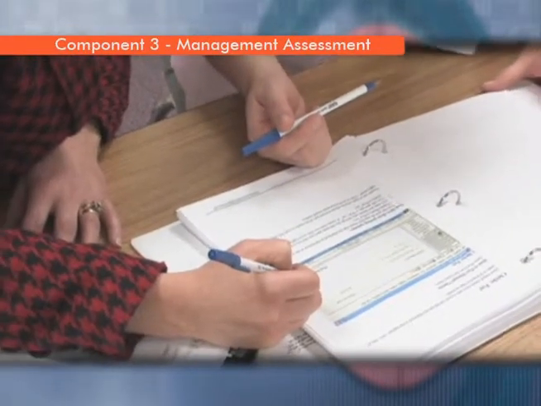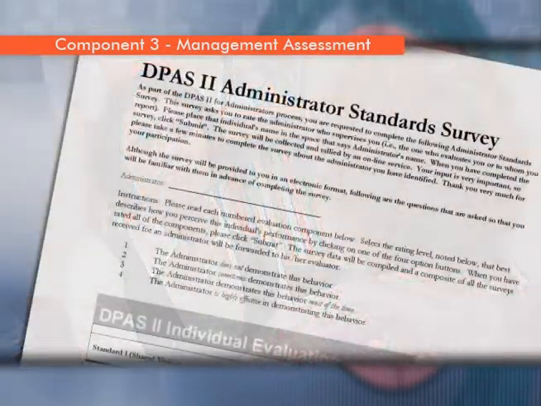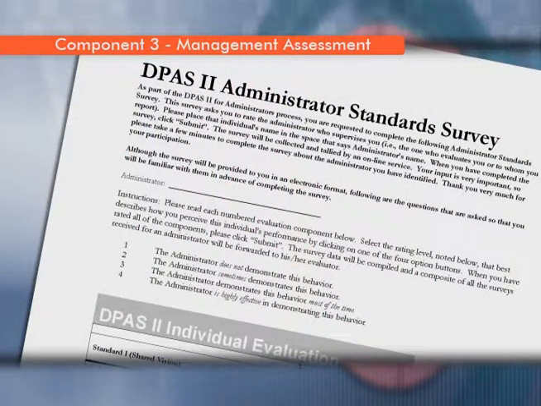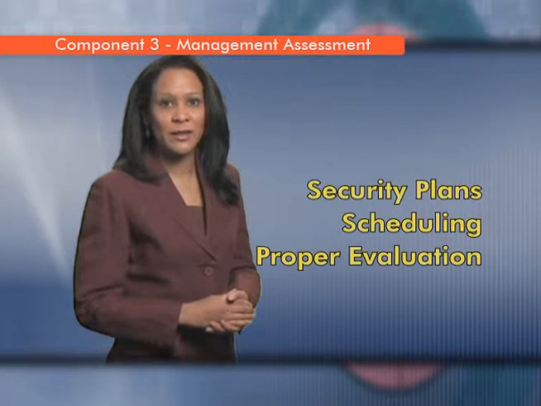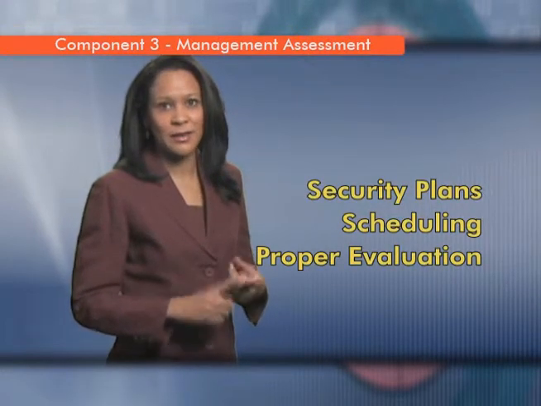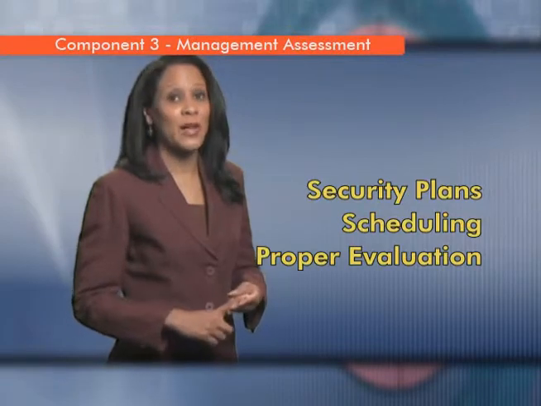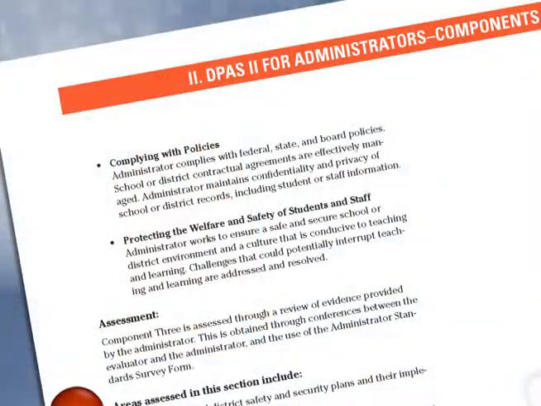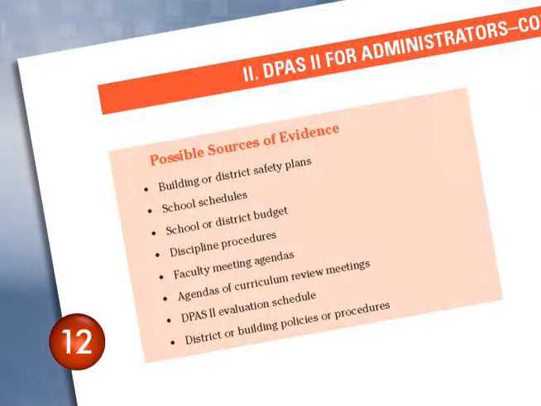Component 3 is assessed through a review of evidence provided by the administrator. This is obtained through conferences between the evaluator and the administrator, and the use of the Administrator Standards Survey. There are many areas of assessment in this management component, including security plans, scheduling, proper evaluation, and more. See Guide page 11 for a more complete list. Guide page 12 includes possible sources of evidence used in the assessment process.